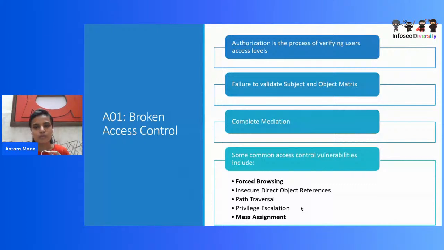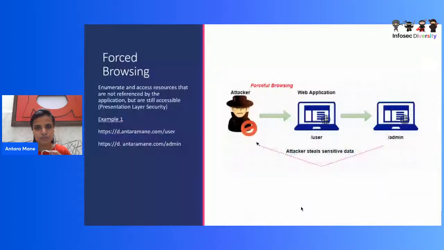There are some common access control vulnerabilities that include forced browsing, insecure direct object reference, path traversal, privilege escalation, and mass assignment, right? So let's just talk about a few.